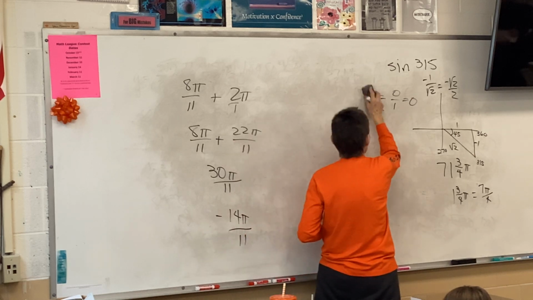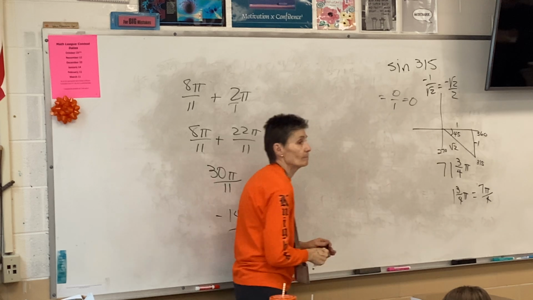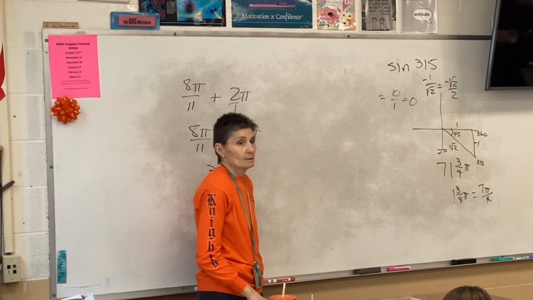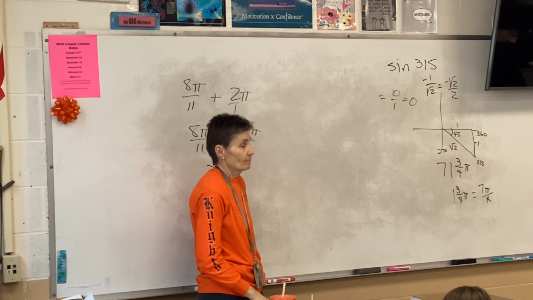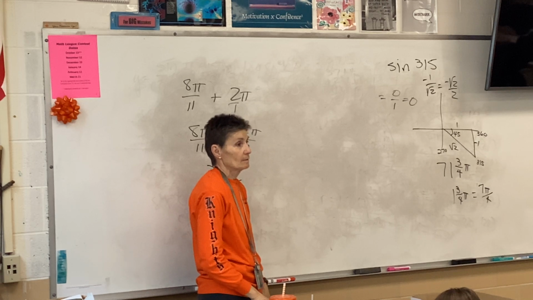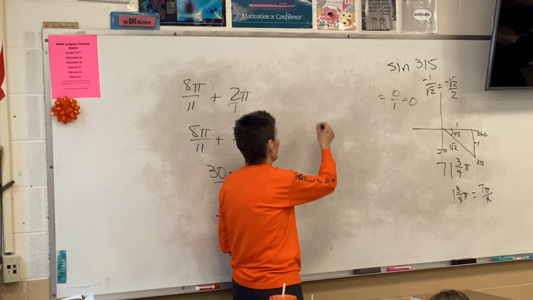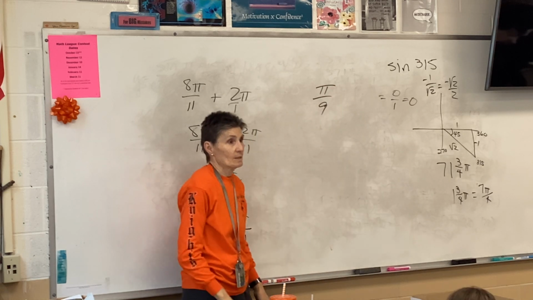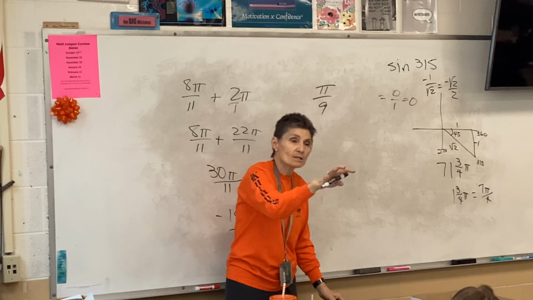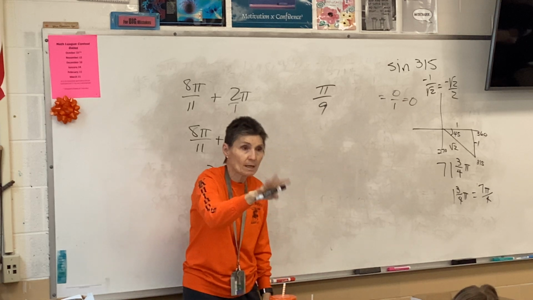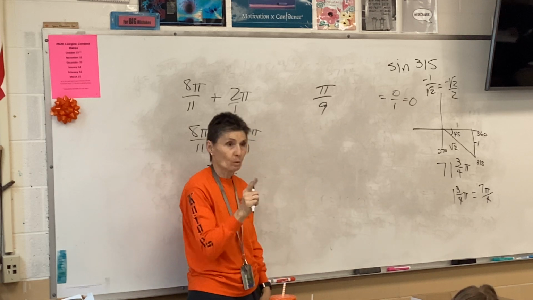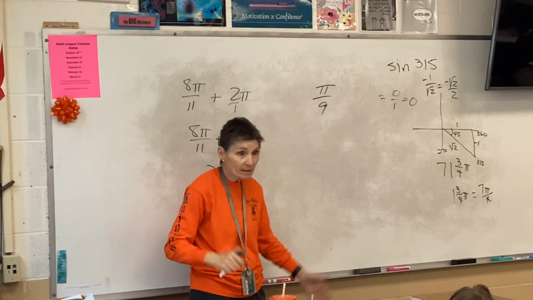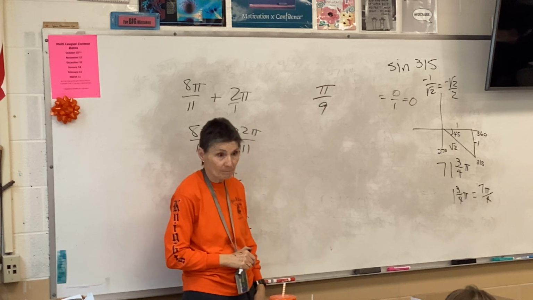How many radians is 20 degrees? Pi over 9. Sam, very good, pi over 9. Now, Sam thought about it: 20 is what fraction of 180? 1/9. So we said, okay, it's 1/9 of a pi.